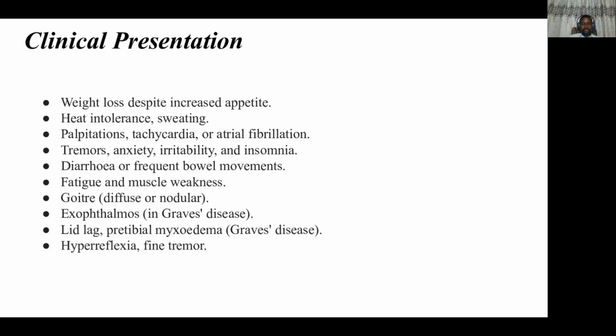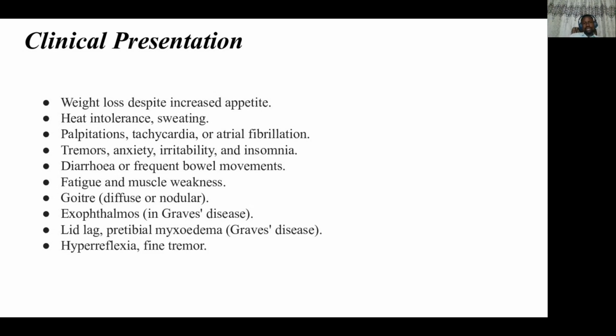Now, patients can also come down with diarrhea, frequent bowel movements, obviously, because of the hyperactivity of the smooth muscles of the bowels. Patients can also come down with fatigue and muscle weakness. Now, on examination, we can find that patients can have goiter, which could be diffuse or nodular, exophthalmos, especially in Graves' disease, lid lag, pretibial myxedema, also in Graves' disease, hyperreflexia or fine tremor on nervous system examination.